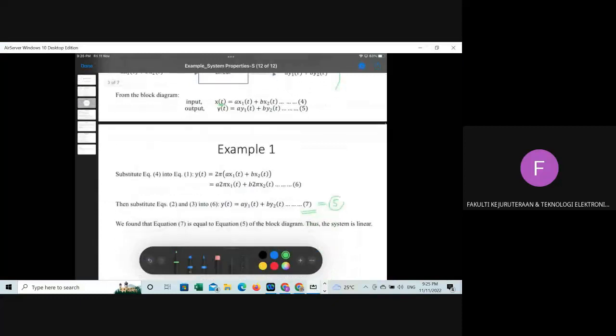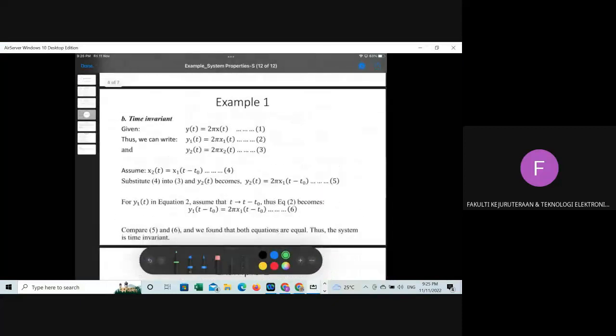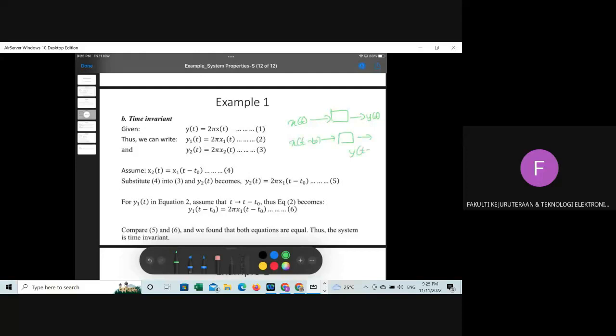linearity, and then time invariance. So again, this is how you show that the system is time invariant. Time invariant means if you have system input x(t), the output is y(t). If the system is time invariant, for input x(t minus t naught), your output should be y(t minus t naught). So this system is said to be time invariant.